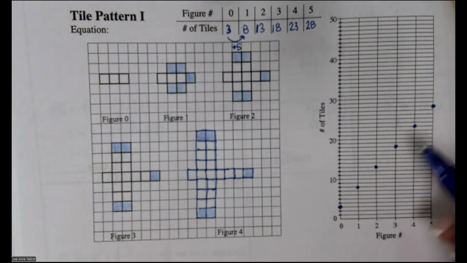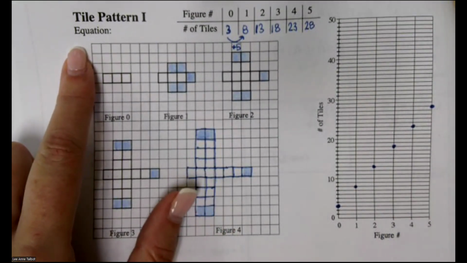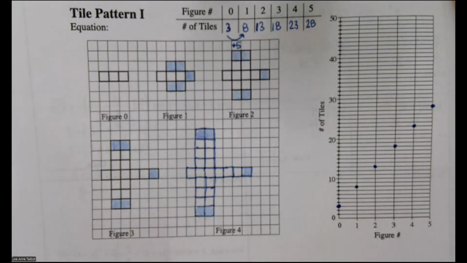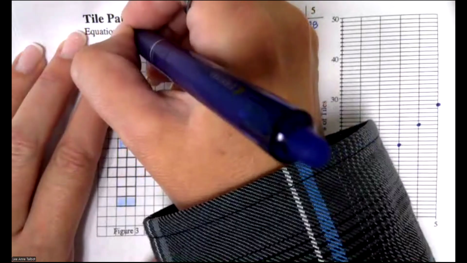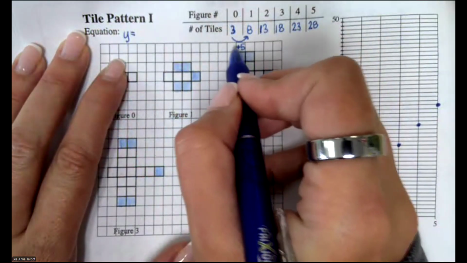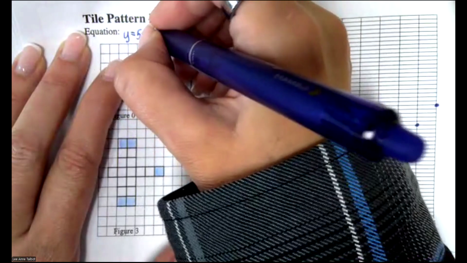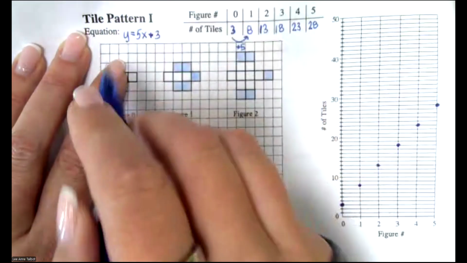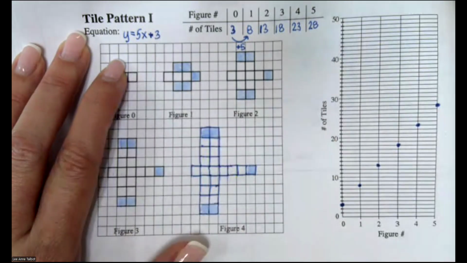And when your dots make a line, that means that you should be able to find the equation. It goes y equals growth x plus figure 0. You knew it? Okay, so y equals growth, which is my plus 5, x plus figure 0, which has 3 tiles. So it goes y equals growth x plus figure 0.